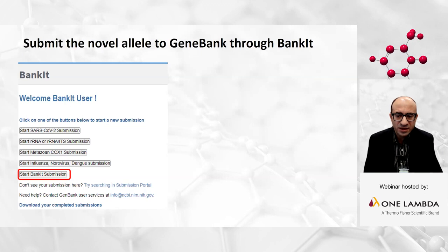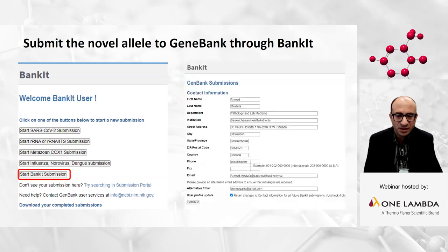The first thing you need to do is to fill in your contact information. And this information is important so that this novel allele would be linked to your name, or linked to your lab, or linked to your place. I fill in as much information as I need here. There is no restriction. And then you click continue.